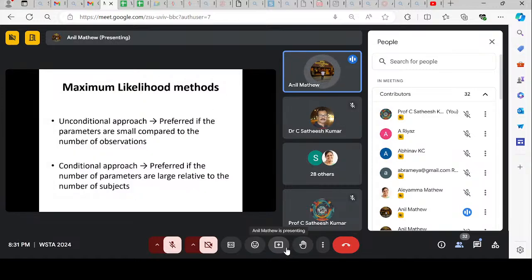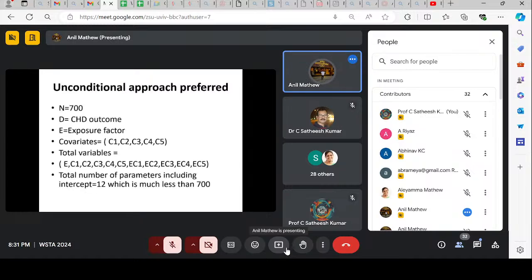Now come to the point, the unconditional approach. This unconditional approach is preferred if the number of parameters is small compared to the number of observations. Whereas the conditional approach is preferred if the number of parameters is large relative to the number of subjects. For example, N is equal to 700 and the outcome is coronary heart disease, and we have an exposure factor E and covariates C1, C2, C3, C4, C5. The number of variables we can incorporate in this model is the exposure factor and the confounding factors, and even if you put in all the interactions of E with C1 and so on, it only comes to this much at maximum. So the total number of variables is much lesser than the sample size. So there is absolutely no harm in going for the unconditional approach.